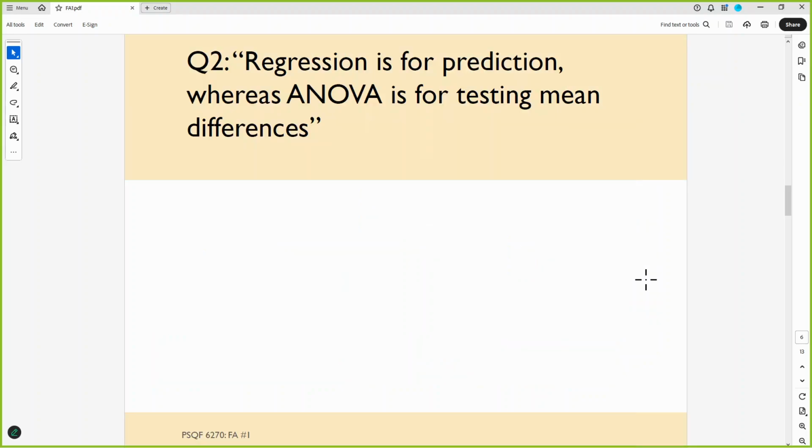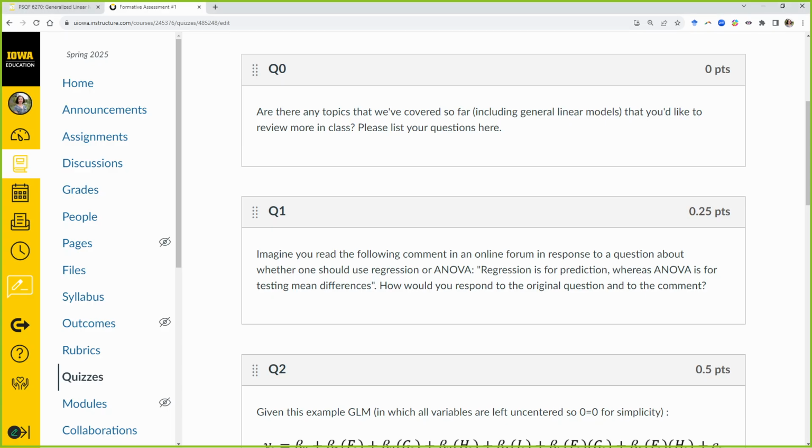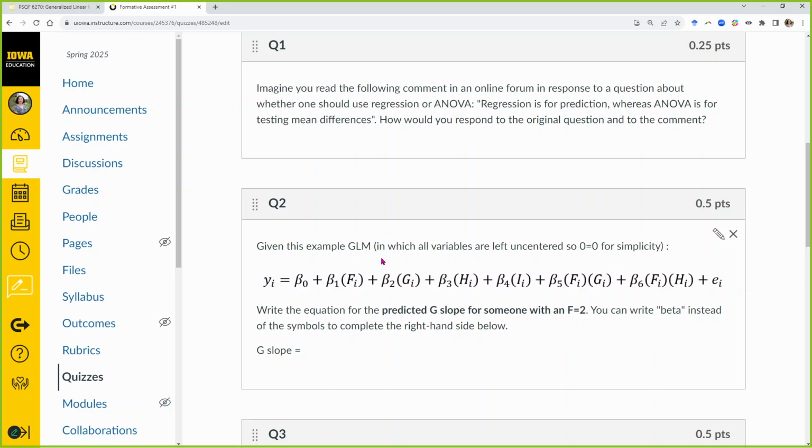So then, question 2 was this one. Or question 1. Imagine you are reading the following comment in an online forum in response to a question about whether one should use regression or ANOVA. Regression is for prediction, whereas ANOVA is for testing mean differences. How would you respond to the original question and the comment?